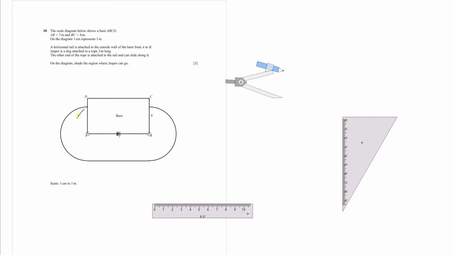So the dog can freely move anywhere inside this region. You will shade this whole region, which represents where the dog Jasper can go. So let me shade this region. So this will be your answer for this question.